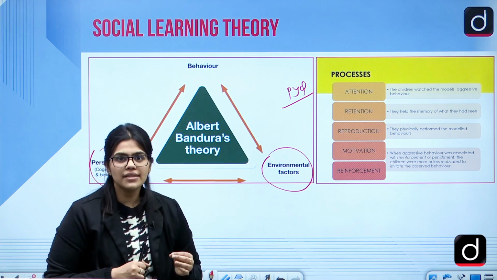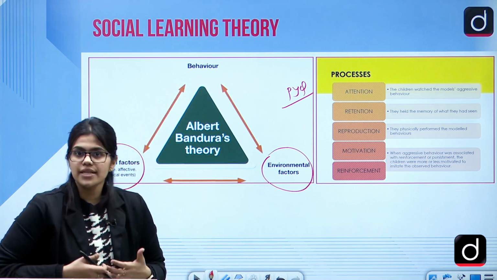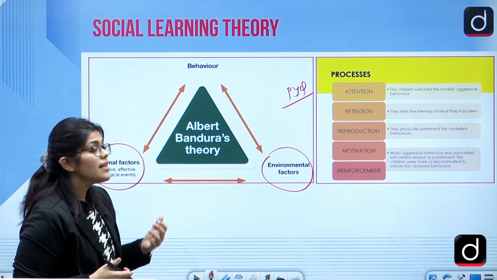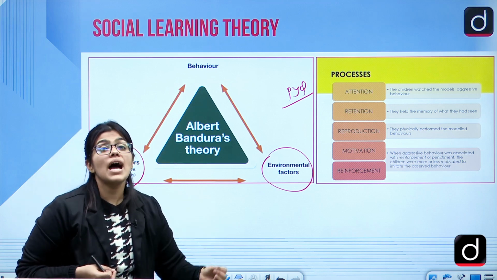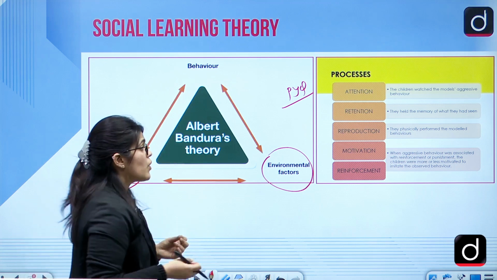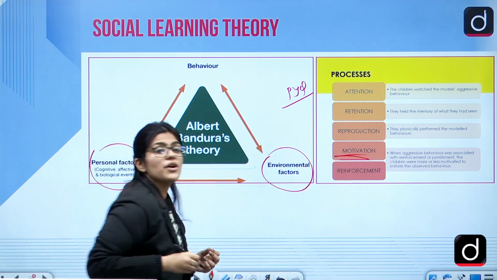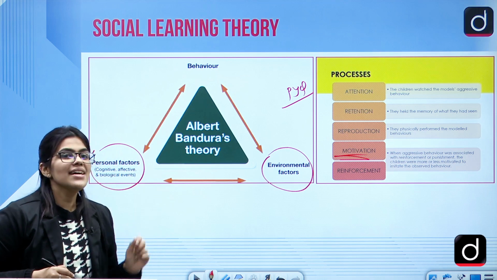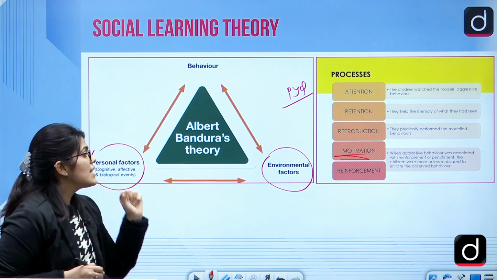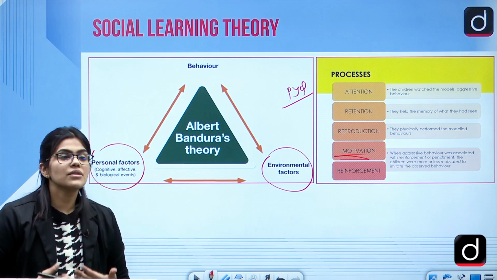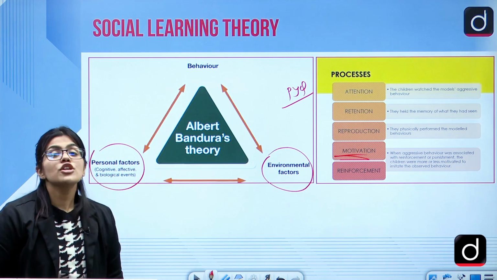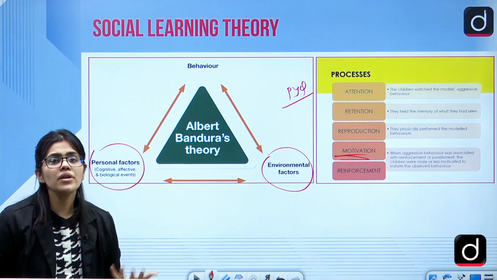I'll have a purpose. I'll have attention. Then I'll retain things. Of course, it is very important to retain things in my mind as well. Then there is reproduction. I will have the previous knowledge that I'll be adding to the new knowledge. Then what will happen? I'll be motivated because yes, I know things are going correct. And then there would be reinforcement. The positive things would come out of it, so I'll do things even more nicely.